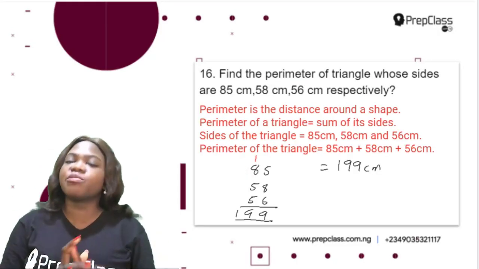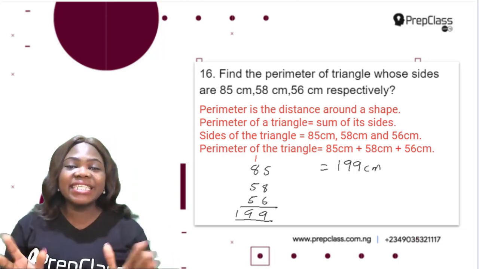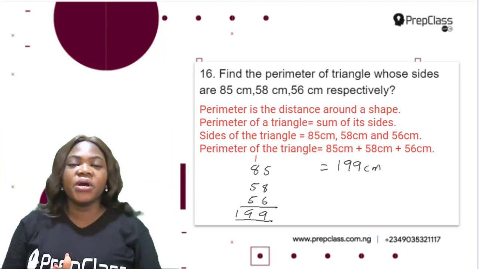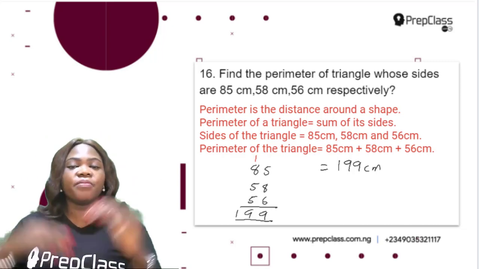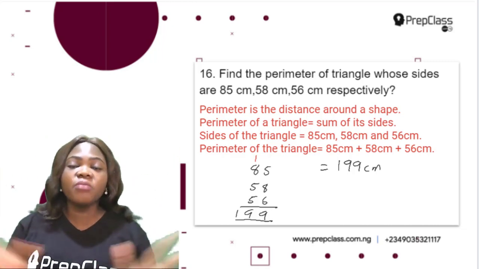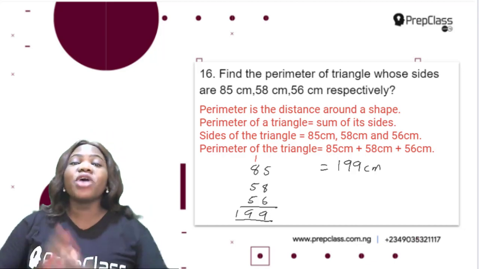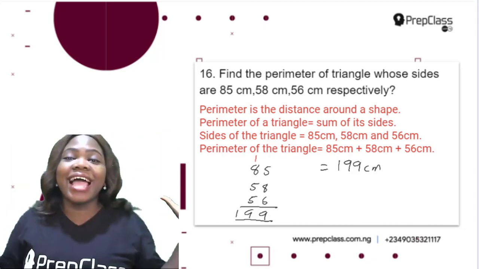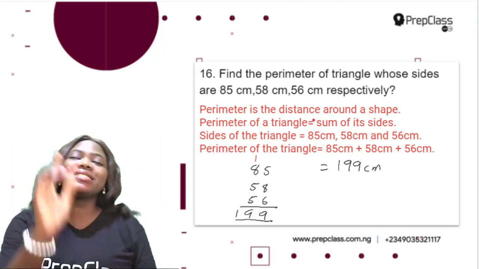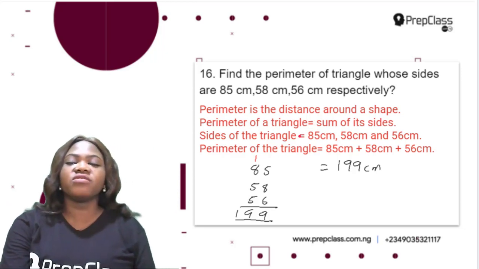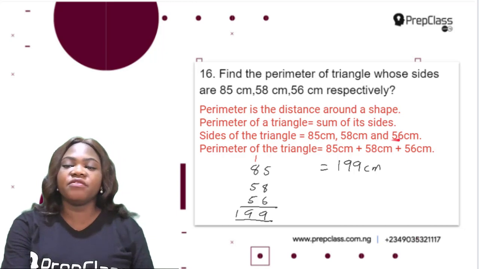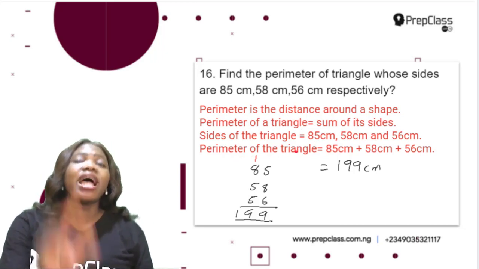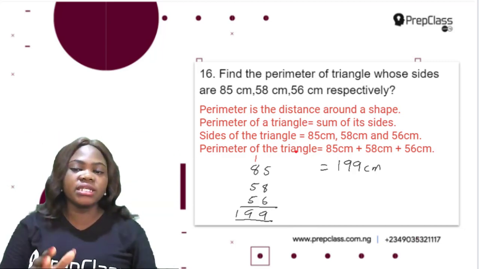But first of all, what is perimeter? Perimeter is the distance around a shape. So the perimeter of a triangle is the sum of its sides. All you have to do is add up all the sides. That's all. So what are the sides of this triangle? The sides are 85 centimeters, 58 centimeters, and 56 centimeters. Now the perimeter of the triangle is the sum of all the sides.